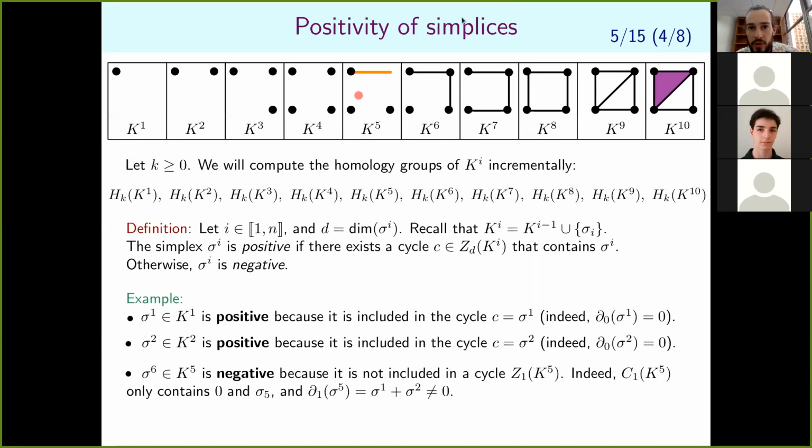Let me just correct the drawing. This should be sigma 5. And here I forgot to draw the vertex. All right.